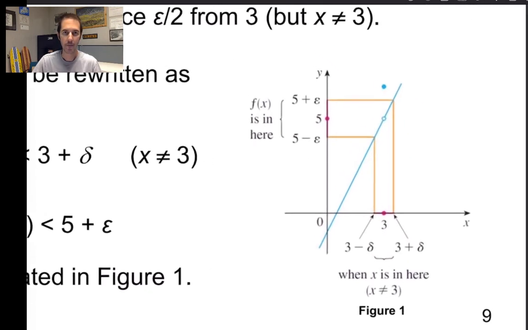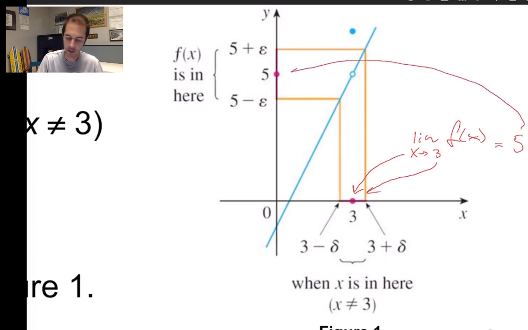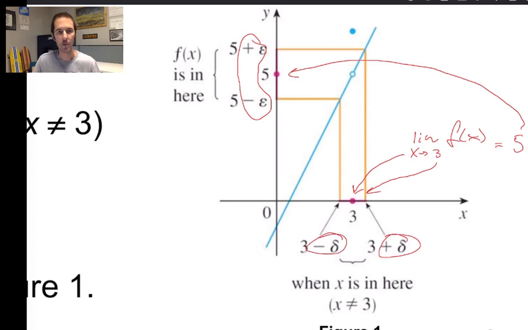Notice on this graph that our x value was approaching 3, right? This said the limit as x approaches 3 of our function f of x was equal to 5. So the 3 that you're seeing here is here. The 5, which is capital L, that's here. Here's our plus or minus epsilon, that's the wiggle room in the y direction. And here's the constraint in the x direction that keeps us within those y value boundaries.